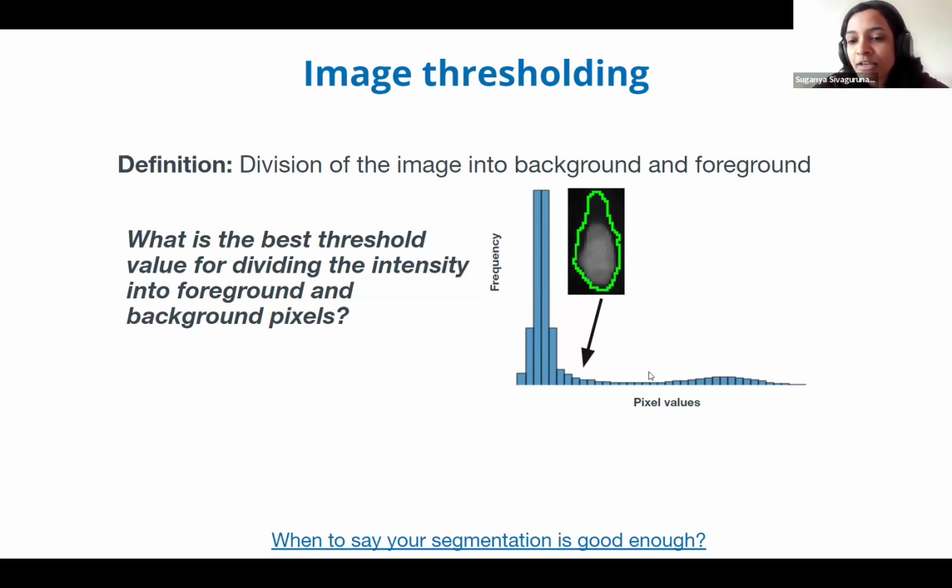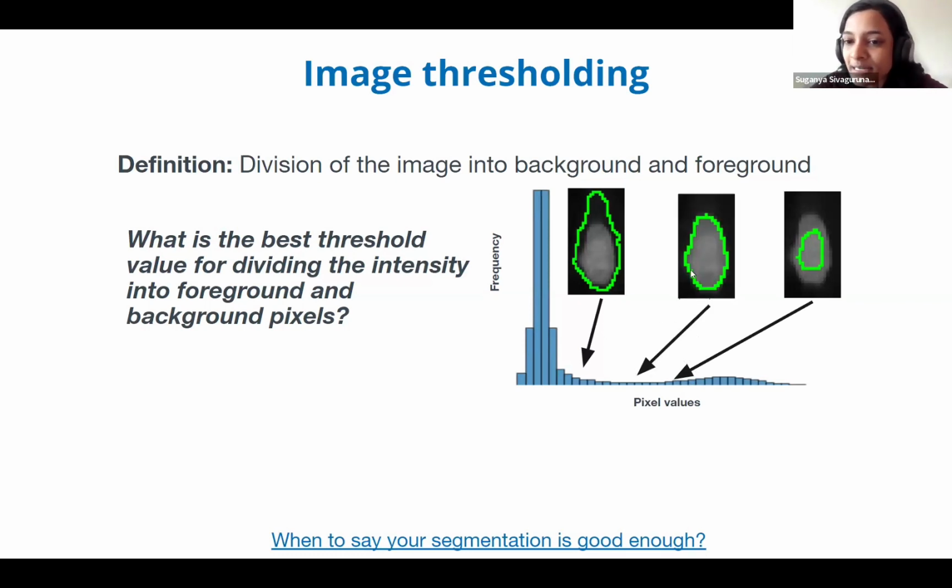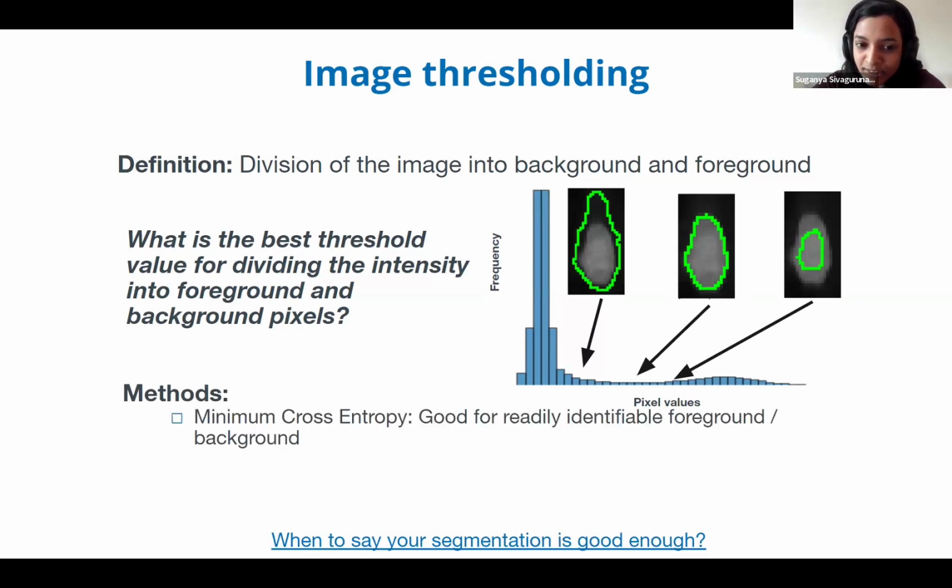So if you move your threshold values more towards your foreground pixels, now you see your nuclei are picked up, but then you have left out some regions of the nuclei too. You should come up with a value, or you should choose a particular algorithm which rightly picks up your objects of interest. We have different methods to do this. One of the methods is minimum cross entropy. This works for most of the images which have a good signal to noise ratio.